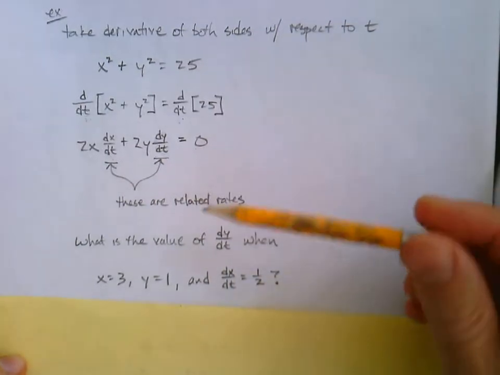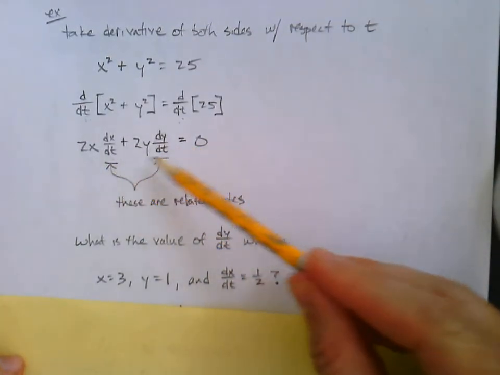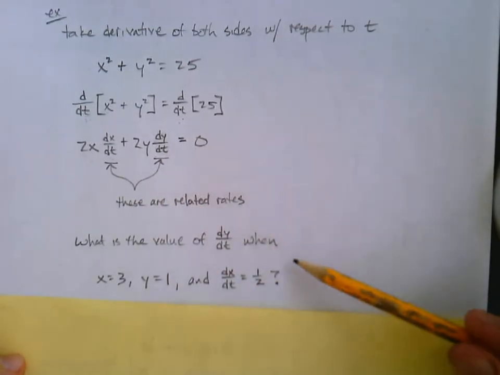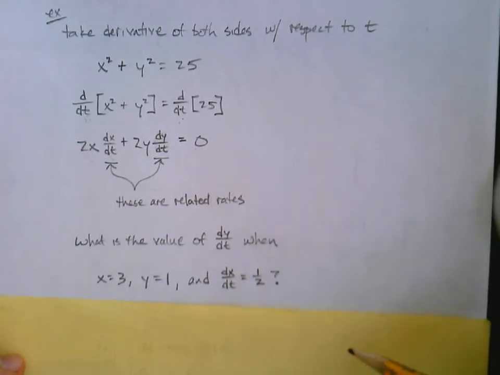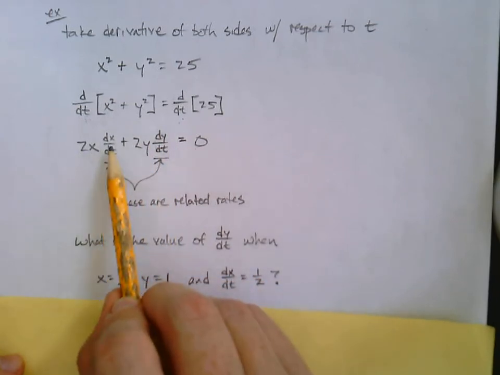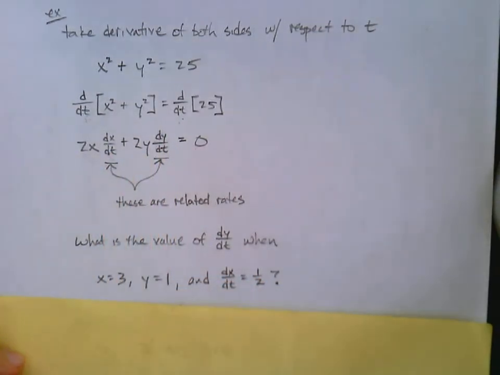Once we have an equation like this that involves, say, two rates, we'll look at situations like this. What is the value of dy over dt when x equals 3, y equals 1, and dx over dt equals 1/2? So just kind of pretend for a moment that somehow we know these values of x, y, and the value of dx over dt, and we'd like to know the value of dy over dt. So we'd like to know this, but we're told x, dx over dt, and y. Well, we can just plug all those in.